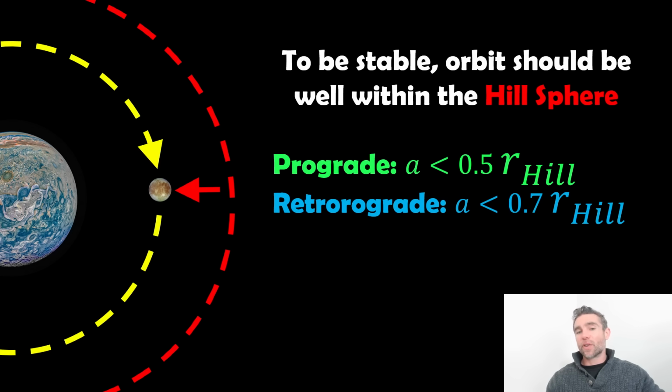Now, typically for a prograde orbit, which means it's orbiting the same way that the planet is rotating, you ideally want it to be half the Hill sphere. So quite a way in.